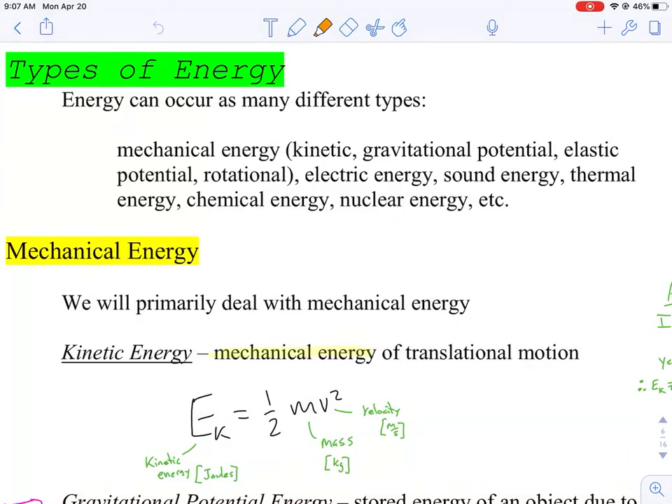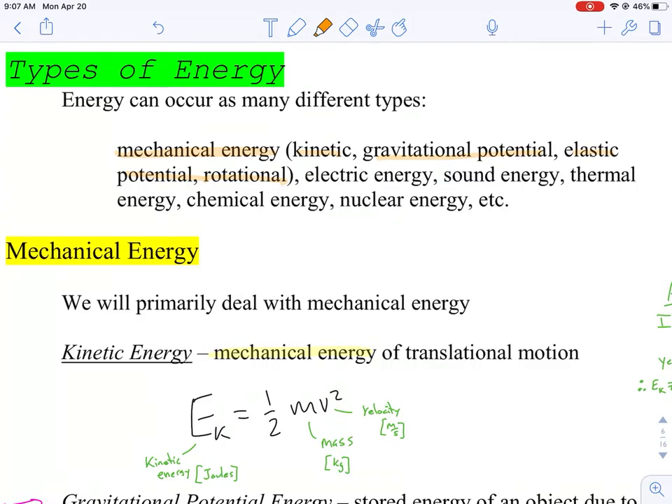We're going to look at the different types of energy. Specifically, in this particular class, we're going to focus on something called mechanical energy. Now, mechanical energy involves basically four types that we typically deal with. That's kinetic, gravitational potential, elastic potential, and rotational kinetic energy. In this class specifically, we deal with the first three, and we don't really deal too much with rotational energy, but it does exist.